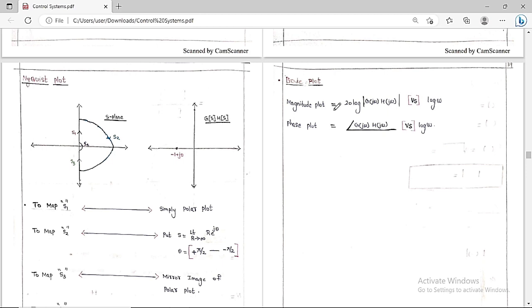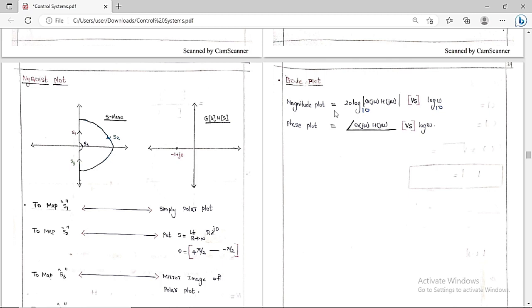The Bode plot basically has two graphs. One is the magnitude plot and the other is the phase plot. The magnitude plot is nothing but 20 log of mod of G(j omega)H(j omega) with base 10 versus log of omega with base 10. So the graph between 20 log mod of G(j omega)H(j omega) with base 10 versus log of omega with base 10 is called the magnitude plot.